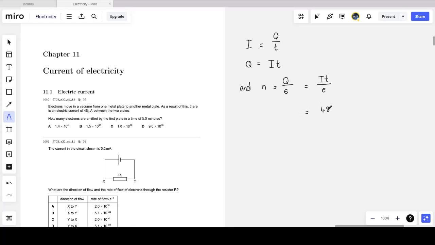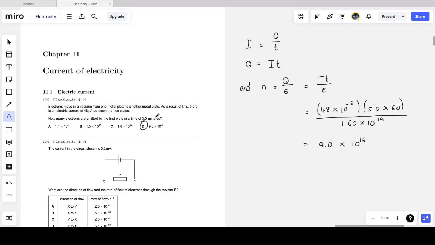So the current here, I, is 48 microamperes. That's 48 times 10 to the minus 6, multiplied by the time. Now the time we're considering is 5 minutes. Now we can say 5 times 60, or you can simply say 300. I mean, you could do that calculation in your head. Sometimes I make mistakes on those, so I'll simply say 5 times 60 and let my calculator help me with the rest. And then I divide that by the charge on an electron, 1.6 times 10 to the minus 19 coulombs. And I get the number of electrons passing through that point in 5 minutes to be 9 times 10 to the power 16. And that corresponds with option D.